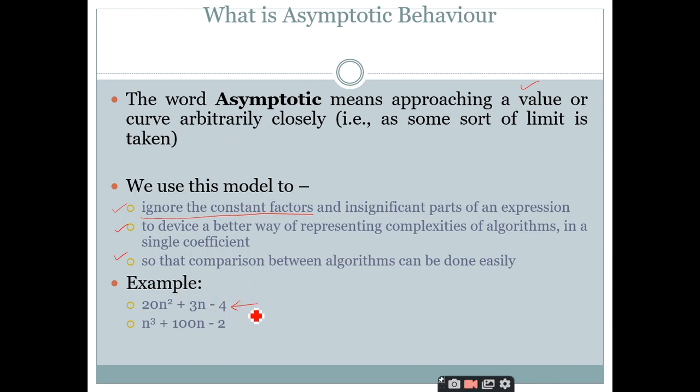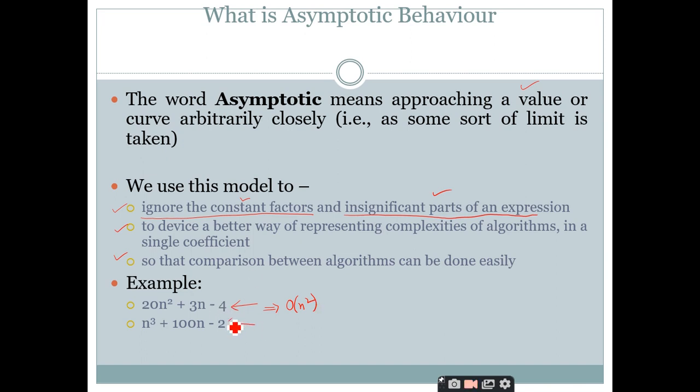For example, if you take this expression 20n square plus 3n minus 4, the asymptotic behavior on this expression says that you can simply ignore the constant factors and you can simply ignore the insignificant parts of an expression. So by looking at this expression, it will evolve to a single term which is big O of n square. That's it.